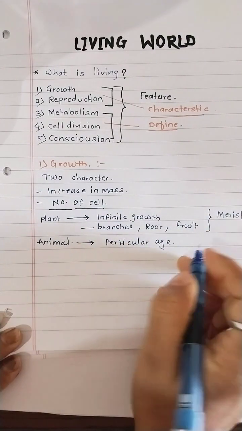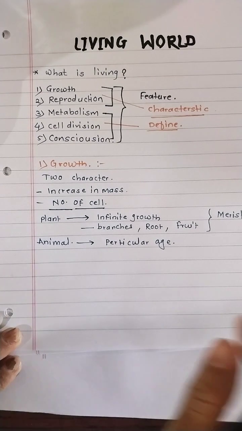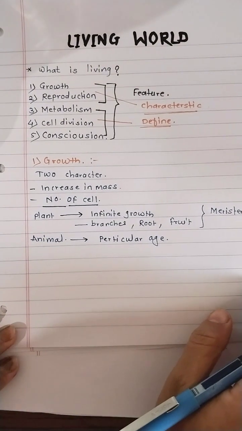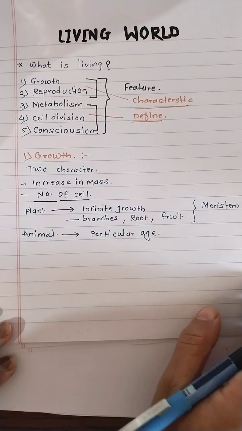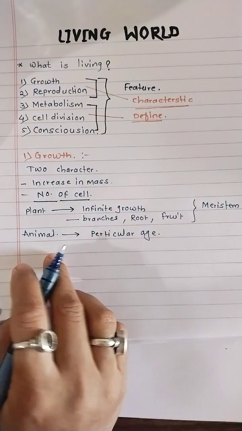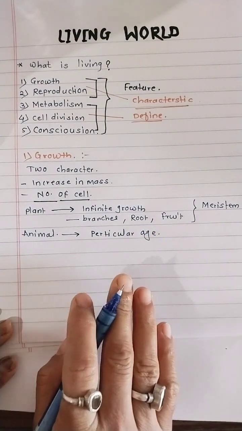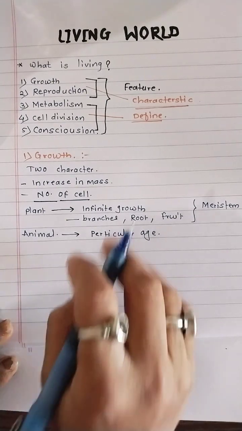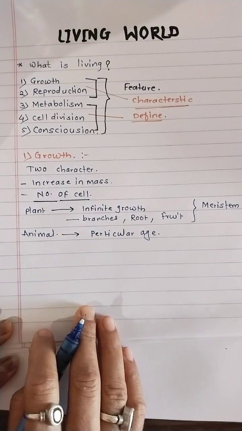What is the meaning of meristem? It is the presence of meristematic tissue. We will describe its parts in the next chapter. But in animals, growth happens only up to a particular age.